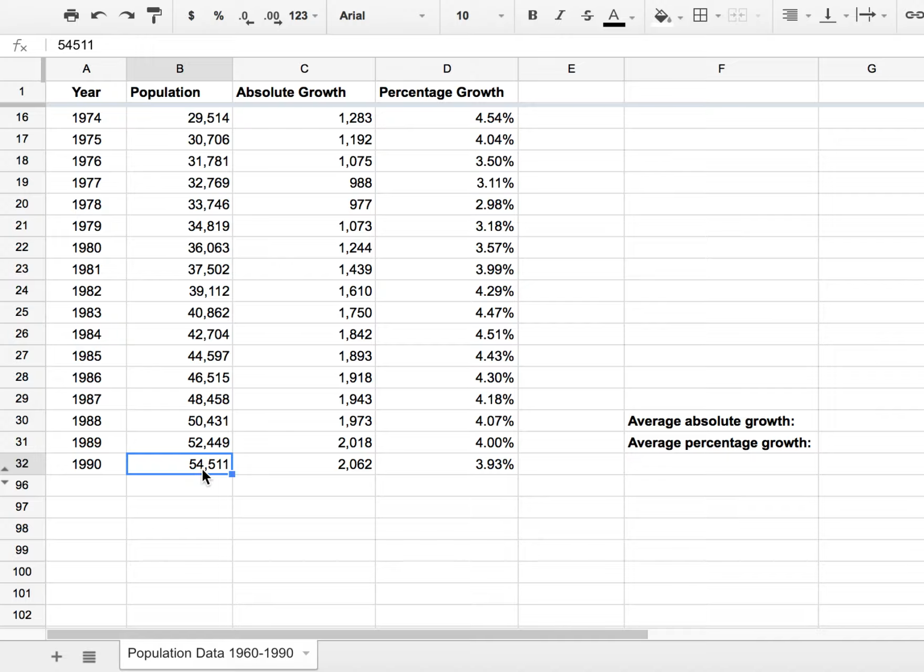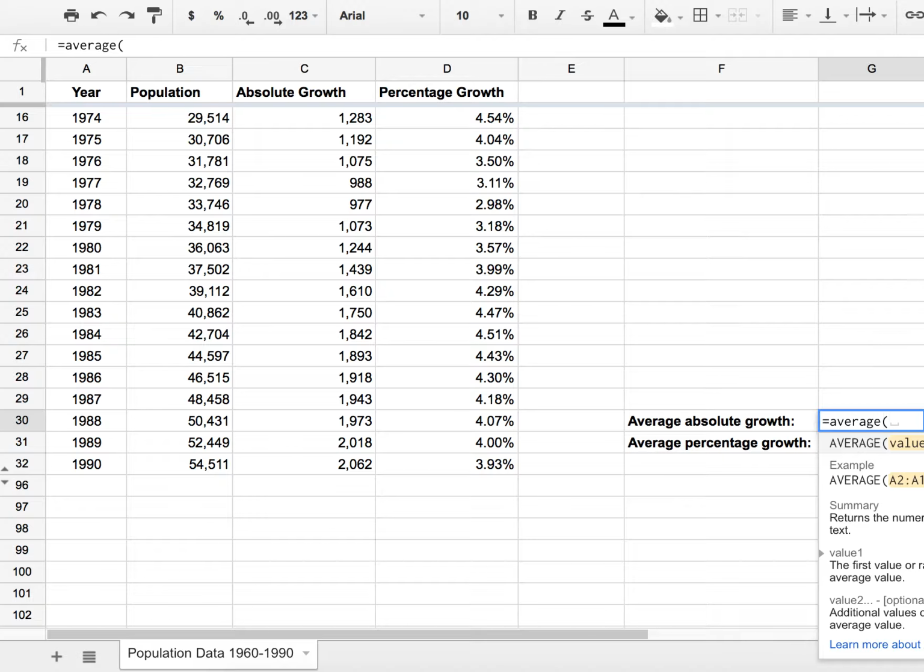And what we're going to do is make a model to help us predict the number of people it will have in 2012. Now, we actually do know the answer to that, but we're going to see if we can build a model that will predict it. So, first, I would like to calculate the average absolute growth each year between 1960 and 1990. And you've already seen this on your warm-up, but here's how I did it.